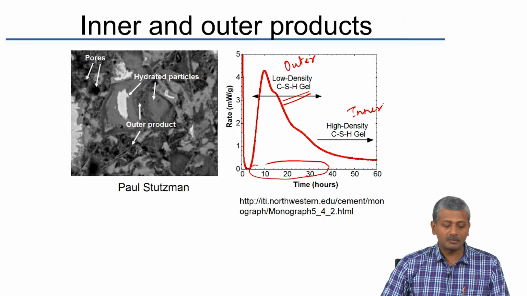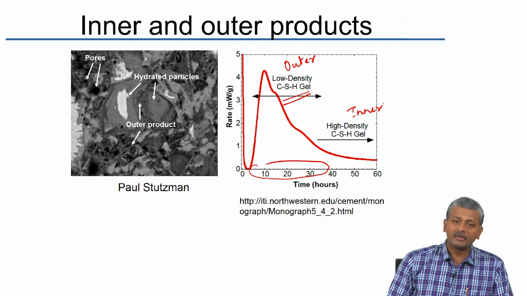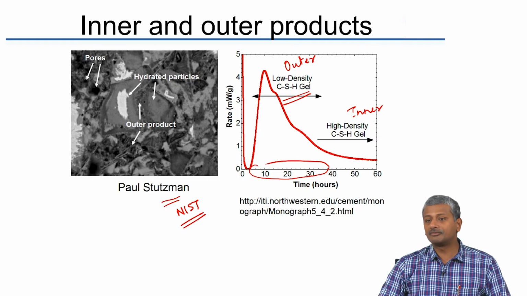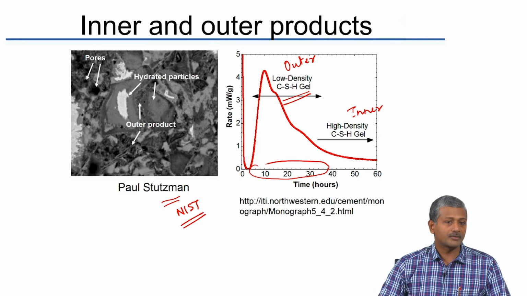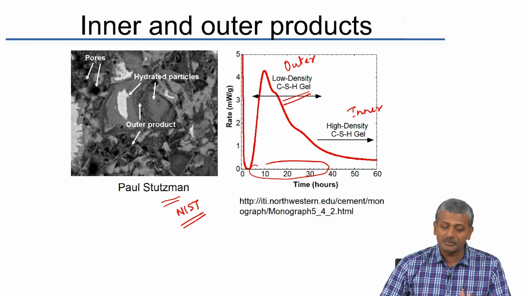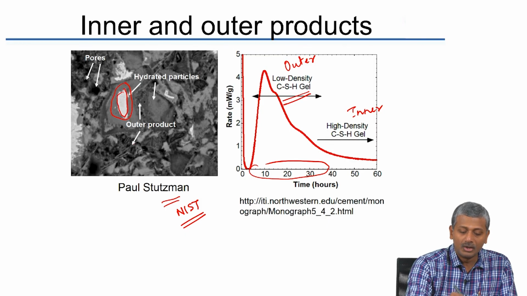Again, the picture on the left is a very popular picture shown by a person named Paul Stutzman. He is at the NIST in the US, National Institute of Standards and Technology, and they have done an extensive amount of work on understanding the microstructure of concrete by scanning electron microscopy. So, this is a very nice picture which shows a very high magnification image of, again, the C3S particle with the surrounding layer of inner CSH. You have the outer product.